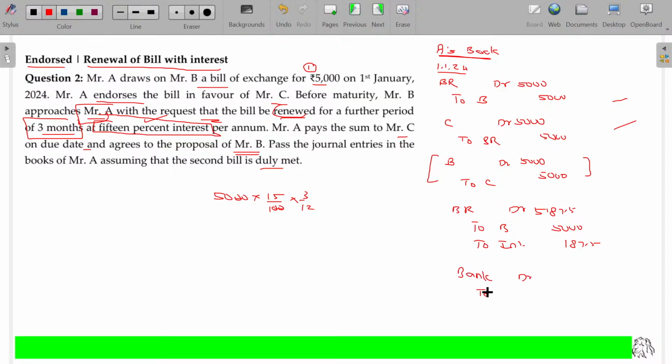On the maturity date, this bill is properly met, the entry being bank account debit to BR. Duly met on the maturity, 5,187.5. How many of you got this answer correctly? How many of you? Come on, raise your hands. Finished or not? Where did you make the mistake?